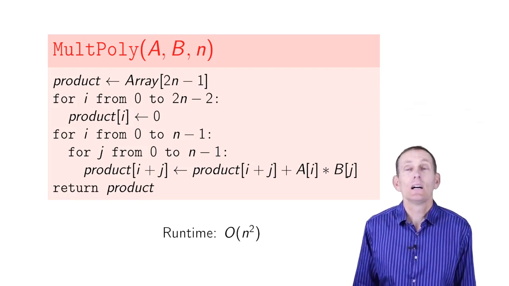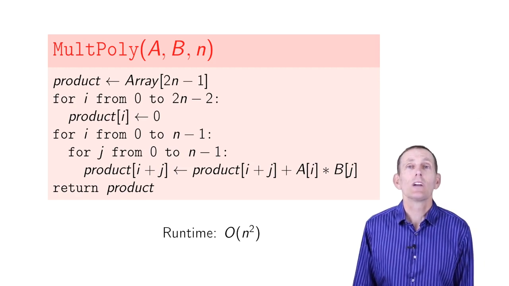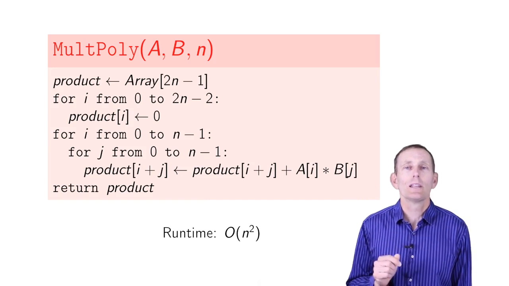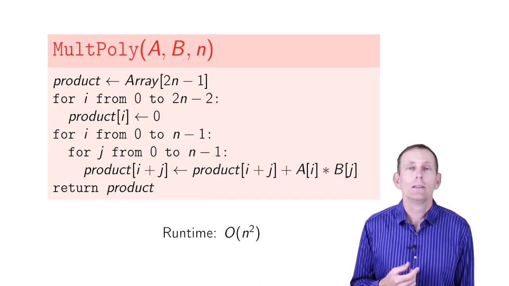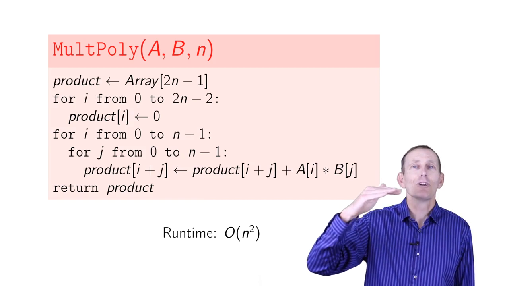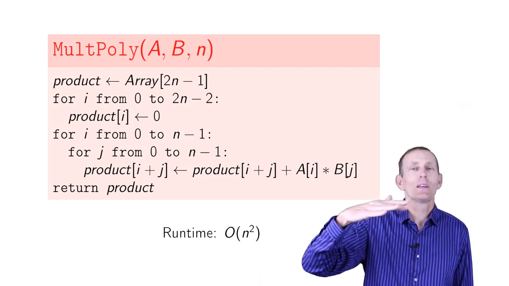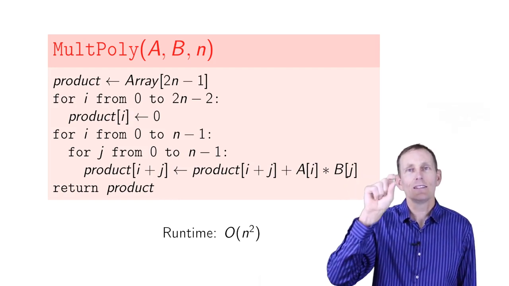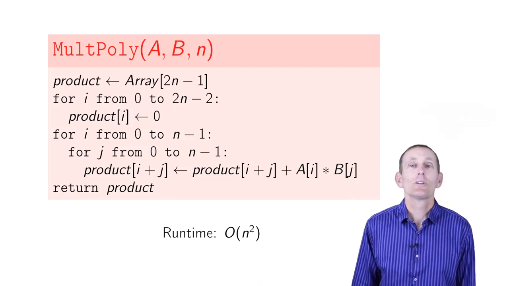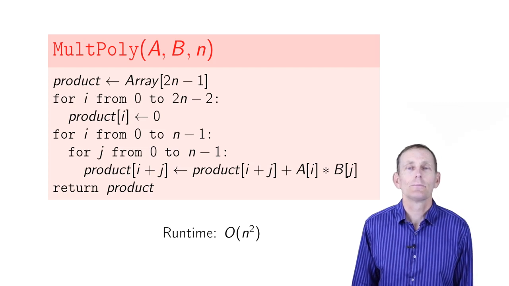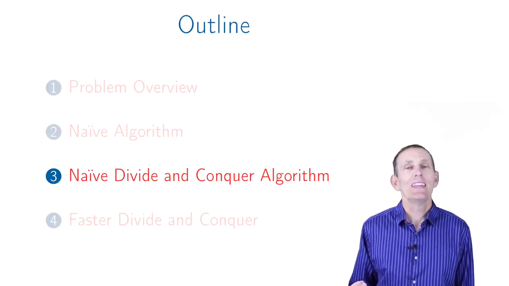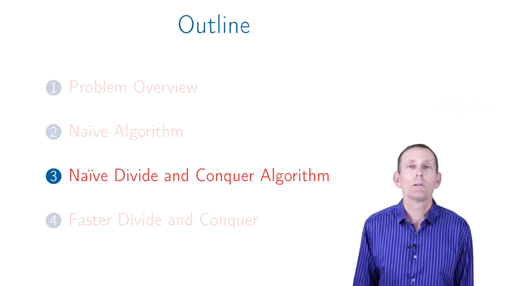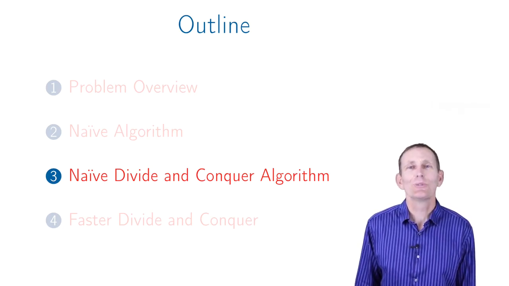How long does this take? Well, this takes order n squared. Clearly, we've got two for loops: one smaller for loop that's from 0 to 2n minus 2, so that's order n, and then a nested for loop where i goes from 0 to n minus 1 and j goes from 0 to n minus 1, so those each go through the first one n times, the second one n squared times. So our runtime is order n squared. In the next video, we're going to look at a divide and conquer algorithm to solve this problem, although we'll see that it too will be somewhat naive.